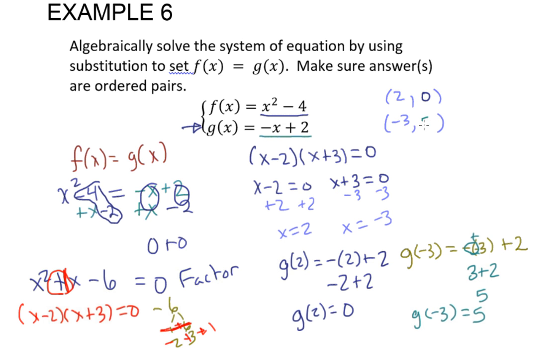So the other y-value is 5. So the solution is the ordered pairs (2, 0) and (negative 3, 5).